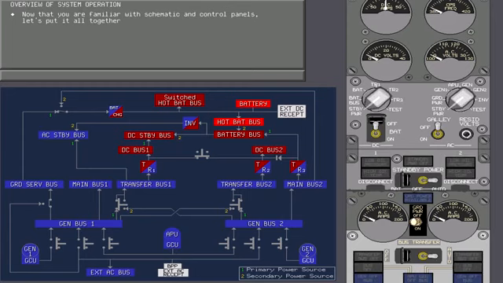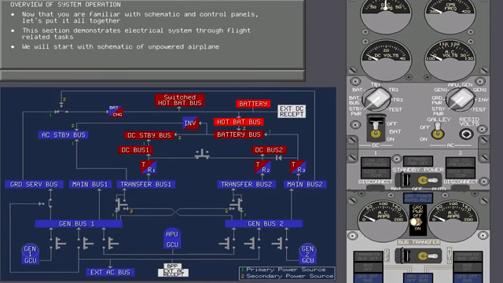Now that you are familiar with the schematic and all the control panels, let's put it all together. This section of the lesson demonstrates the electrical system using flight-related tasks. We will start with the schematic representing the unpowered airplane.